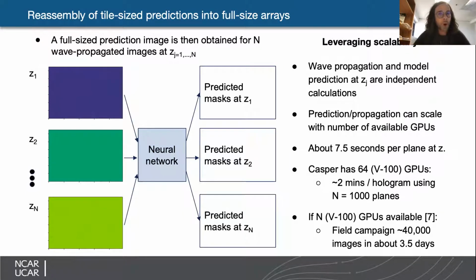The previous slide was just showing the example of one reconstructed plane. You get one plane, break it into tiles, feed them through the neural net, and reconstruct all the tiles back into one full-size image. We have to do that n times, because we need to roll out the wave prop calculation over z. So this is just showing, at a high level, that the full image needs to be tiled and go through the neural net, and we get a predicted mask array at Z1, Z2, all the way down to Zn. One of the reasons we chose to design the algorithm this way is that we're going to take advantage of parallelization in this step. This is the key step right here.